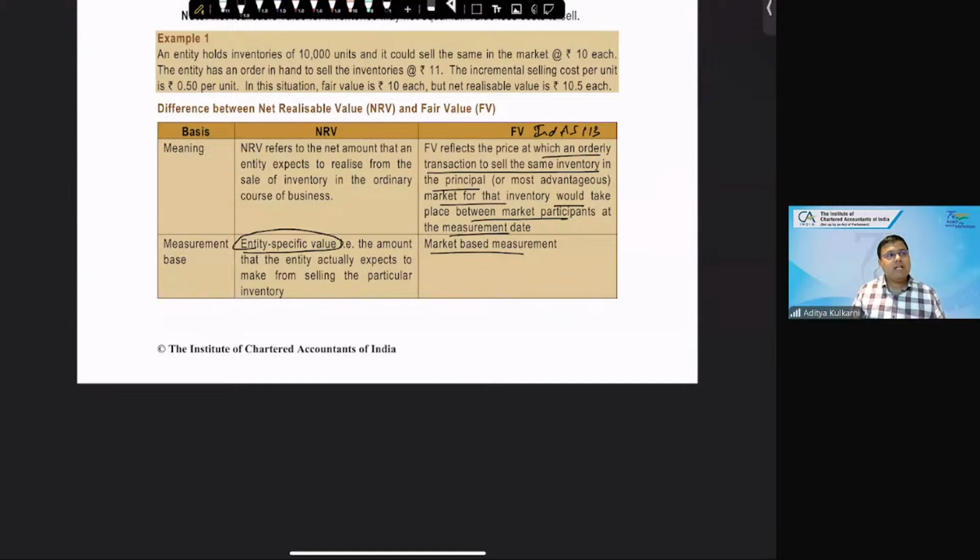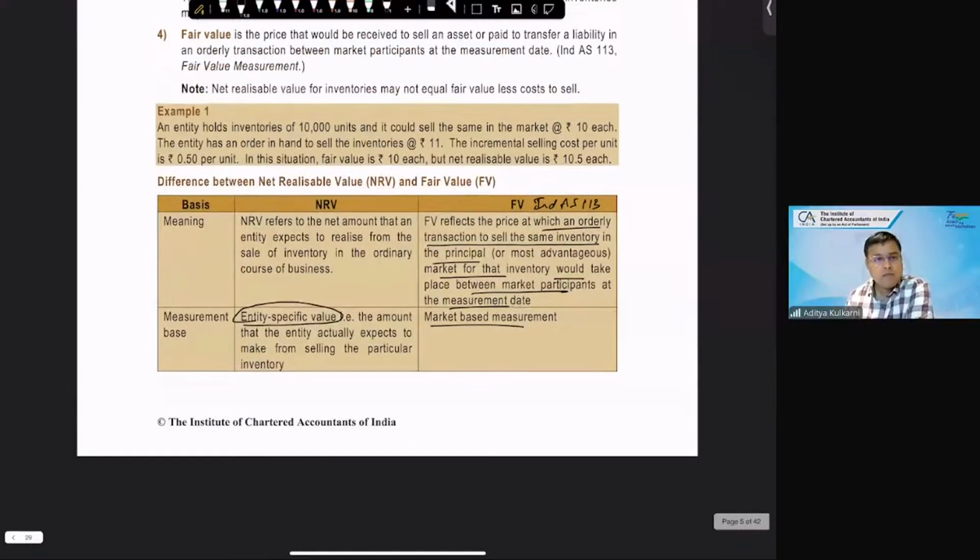Net realizable value is exclusive to me. What is my NRV cannot be somebody else's NRV. But what is my fair value can be somebody else's fair value, because that is a market-based measurement. That is the only point I wanted to highlight. That's why I brought you back here. You cannot say that NRV equals fair value. They are two different concepts altogether.